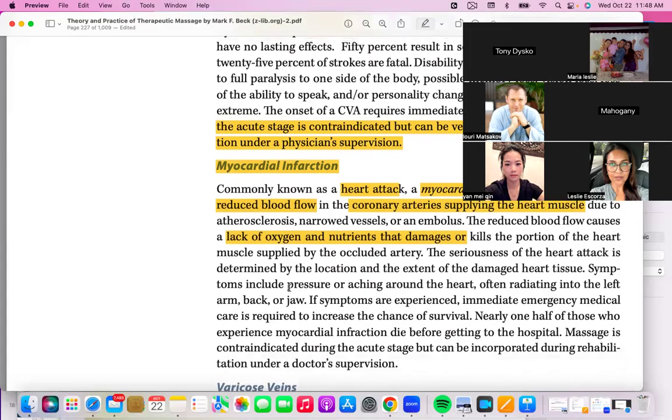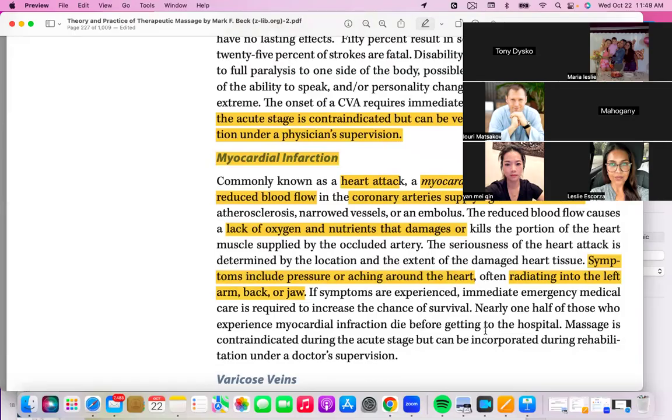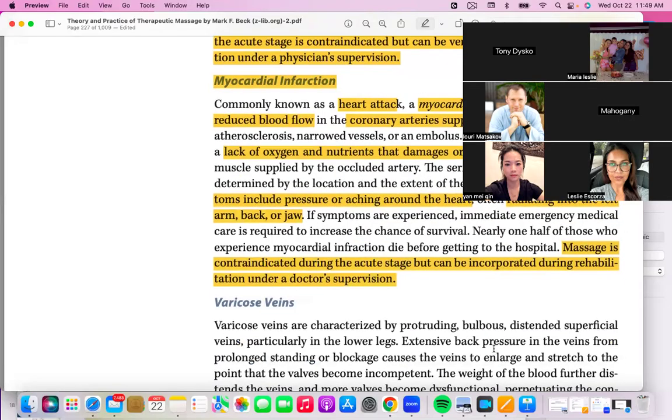Symptoms will include pressure, achiness around the heart, radiation into the left arm, back, and jaw. Okay? So symptoms of radiation, pressure, and pain in the heart. Usually people will be holding their heart. They can tell that something is really up. Massage, of course, is contraindicated in the acute stage, but when they want to improve through rehab, under supervision of the doctor, then you can do massage.